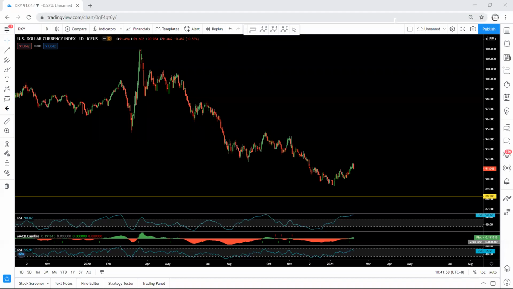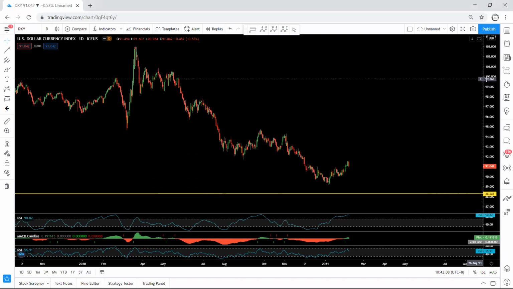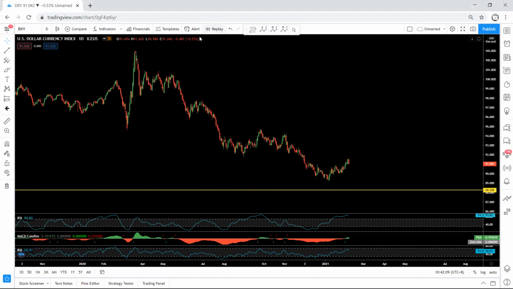Dollar index, we start with the daily chart. We want to analyze the chart for next week. If we refer back to our analysis since the last few weeks, we were mentioning that based on the daily chart, for the long term we are looking for the up move.